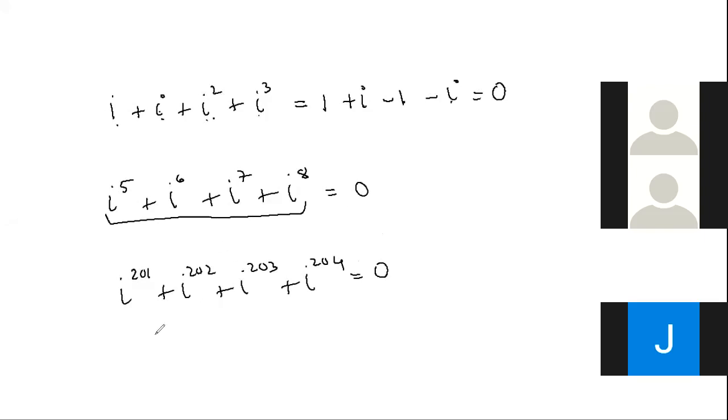तो इसको कैसे लिख सकते हैं? i raised to n, i raised to n plus 1, i raised to n plus 2, plus i raised to n plus 3. ये continuous number है. तो इसका आंसर 0 होगा. If 4 continuous numbers' powers are added, you will get answer 0. Note this.